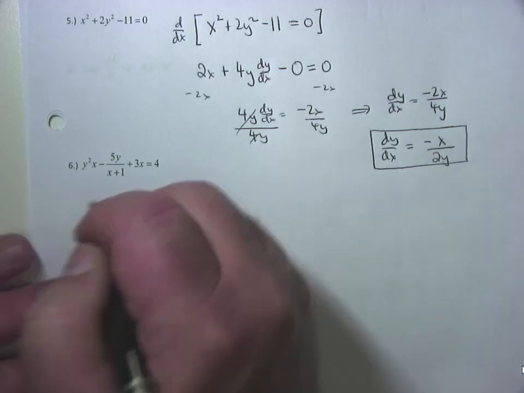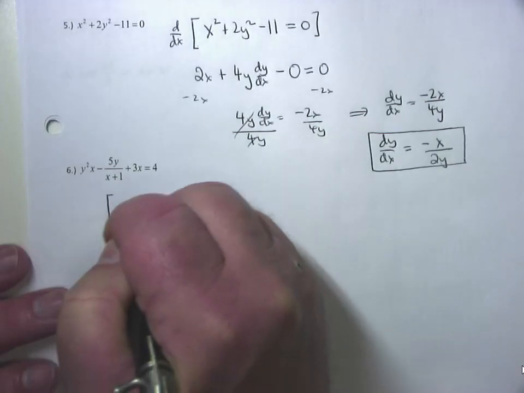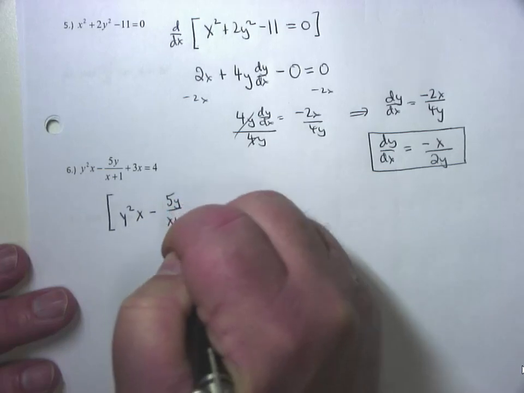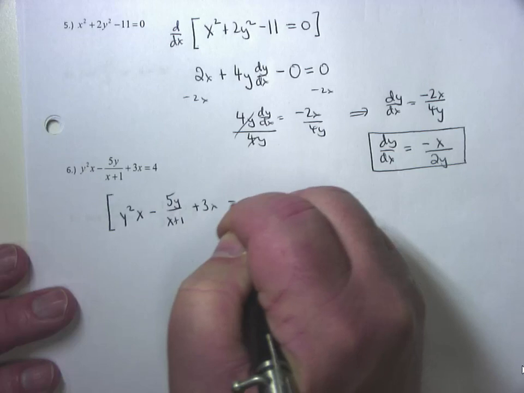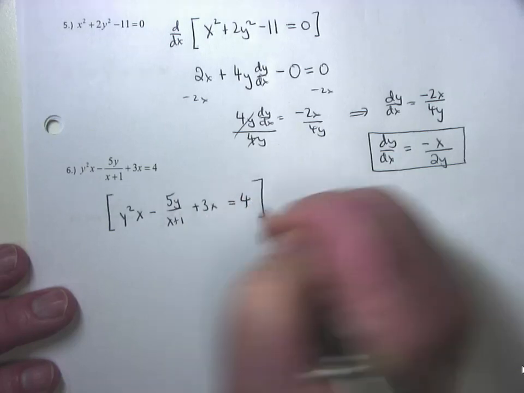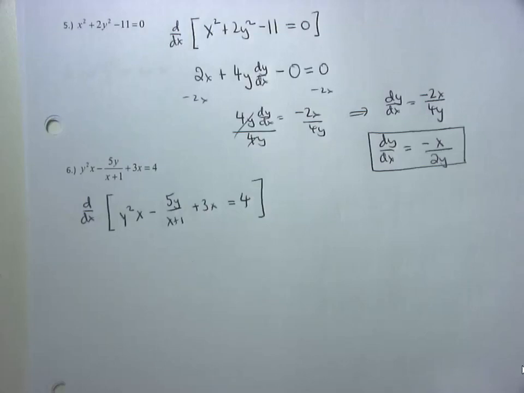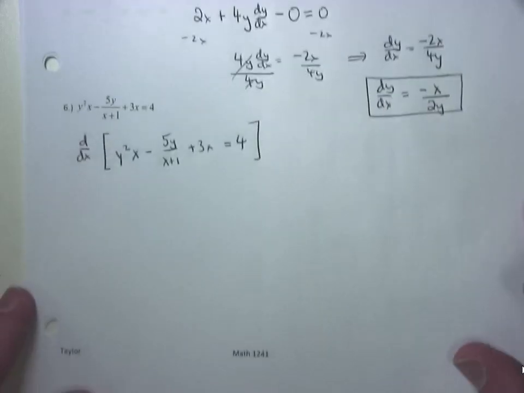So I'm going to take my equation, y squared times x minus 5y divided by x plus 1 plus 3x equals 4. And I'm going to put brackets around it and put d over dx. Take the derivative with respect to x of this entire equation. Here comes the trick here. This one's nasty, so let's play the game.